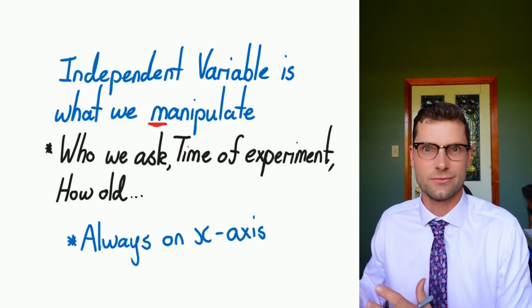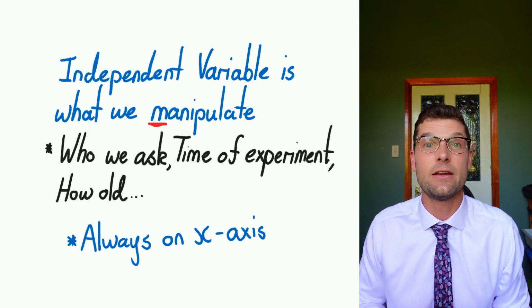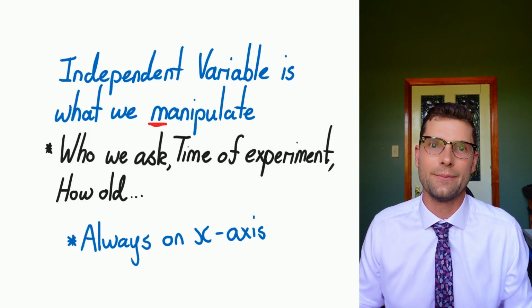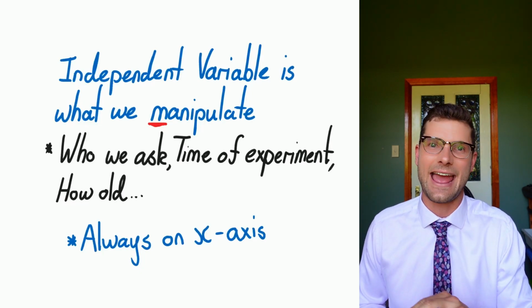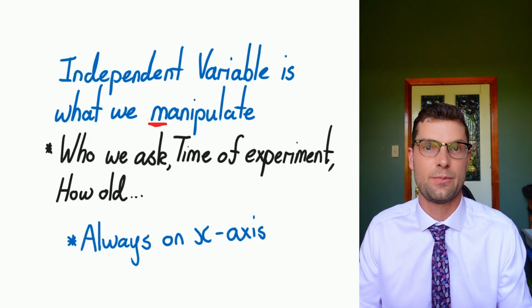If that one's called the dependent variable, the other one's called the independent variable. And the independent variable is what happens no matter what. And it always goes on the x-axis. This is the thing that we are manipulating in order for our experiment to work.